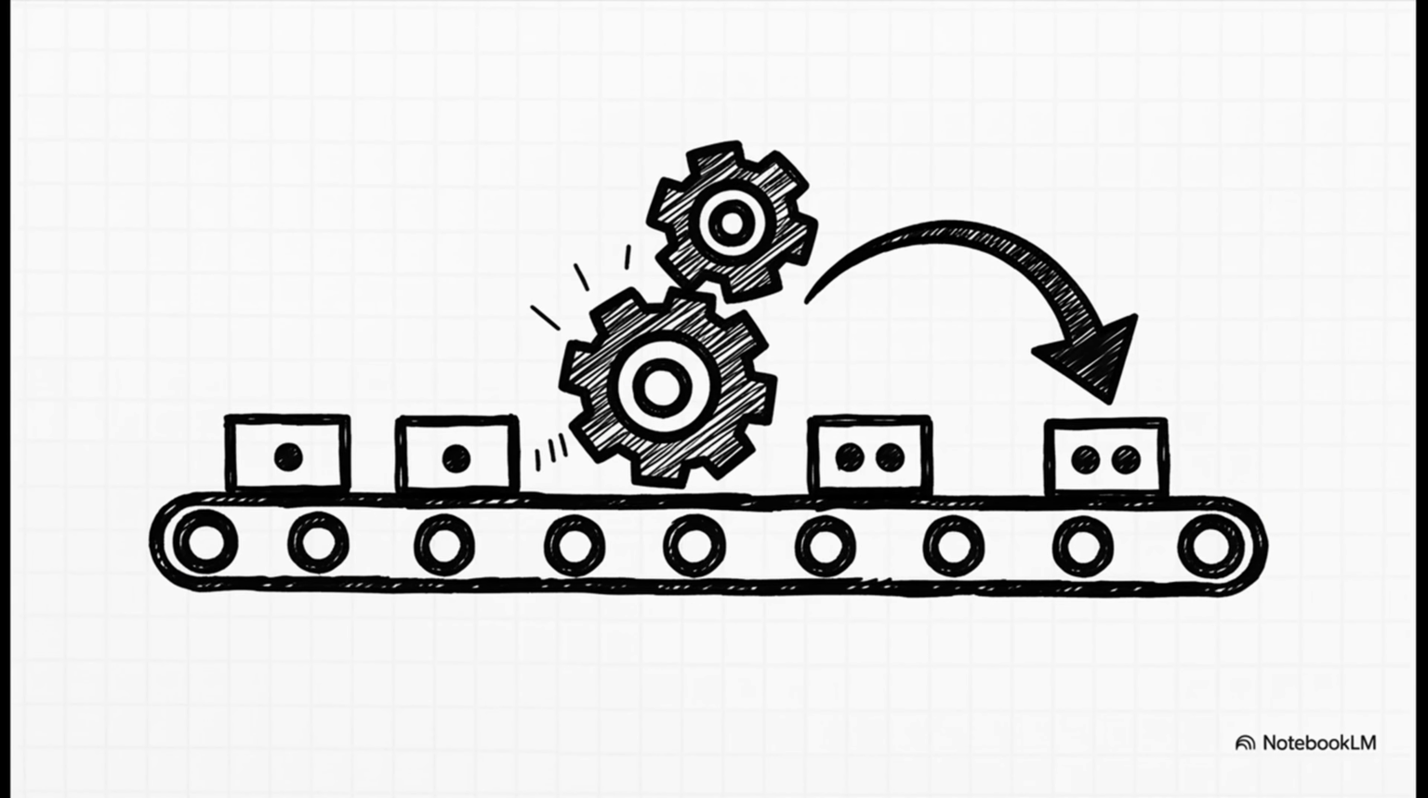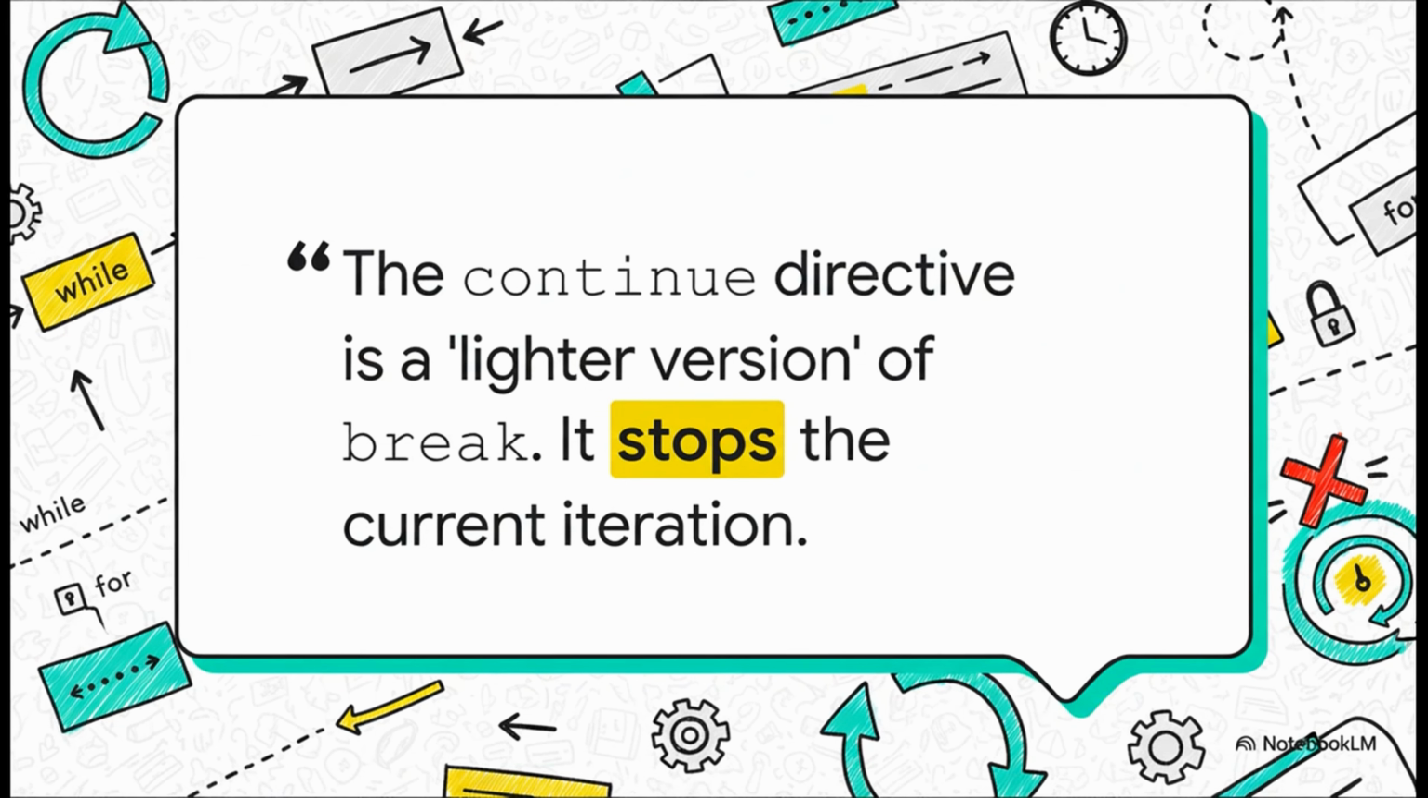But what if you don't want to stop the whole show? Let's say you're looping through numbers 1 to 10, but you only care about the odd ones. You don't want to kill the loop when you see the number 2, right? You just want to skip it and move on to 3. Well, for that, we have continue. This one is like the skip this track button on your music player. When your code hits continue, it just bails on the current run. It stops right where it is, jumps back to the top, and kicks off the next iteration. The loop itself keeps on trucking.